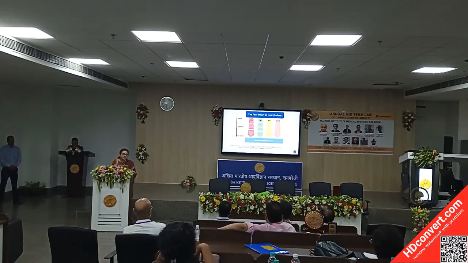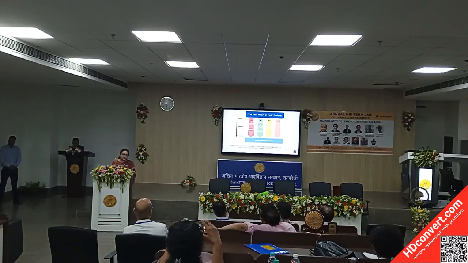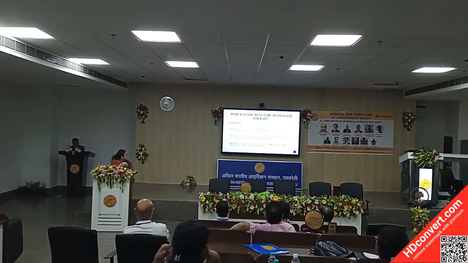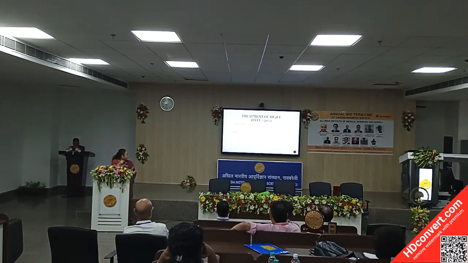Earlier the concept was that you have to give sequential treatment. Start a beta blocker, then wait for 2 weeks, then add an ARB, then wait for MRAs. Now the concept is that the earlier you start in these cases, the earlier the benefit comes. Within as little as 6 weeks of initiation, you see the graph diverging between patients on all four pillars or not. So what is the best time to initiate? Once you see the patient in the OPD or at hospital admission, you have to start these drugs in hospital.